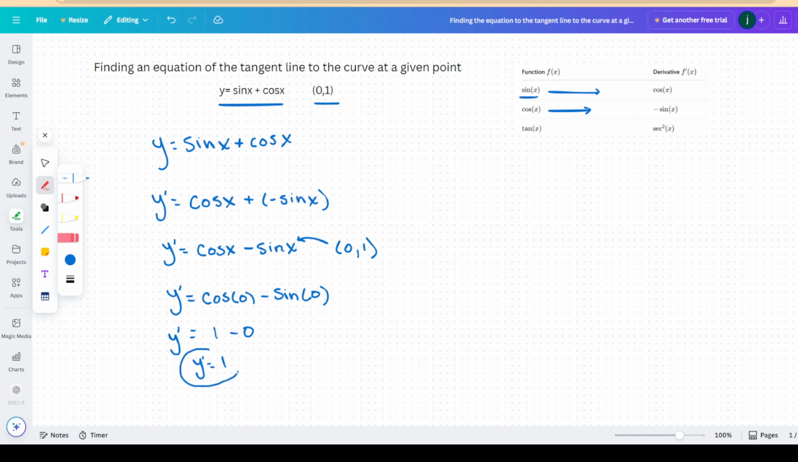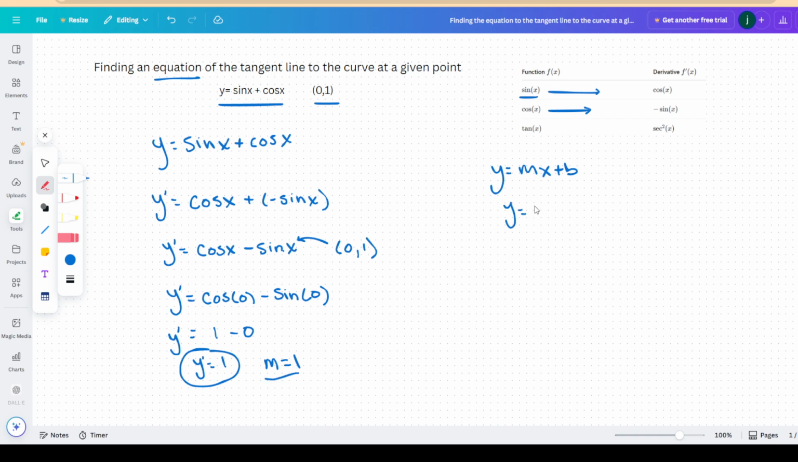So again, our derivative is just the slope of this tangent line, but we need to find the equation of the tangent line. If we go back to algebra, we can figure out the form of our equation for the tangent line. That's going to be y equals mx plus b. We figured out that the derivative of this is equal to 1. That's going to be our slope. So our slope is equal to 1.